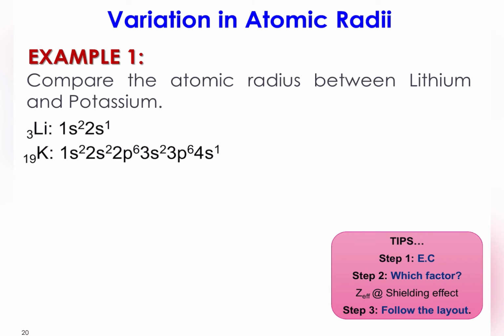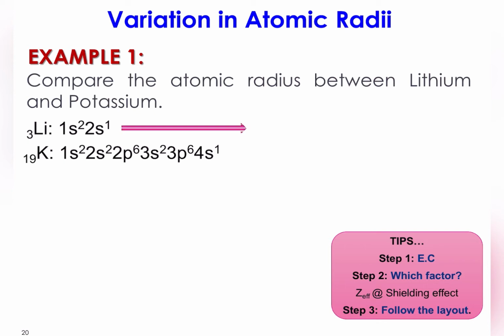And then the second step, I want to know which factor. So the factors we have are only two: whether effective nuclear charge, Zeff, or shielding effect. So how do I know which factor to use? I'm going to take a look at the N value, the highest N value.